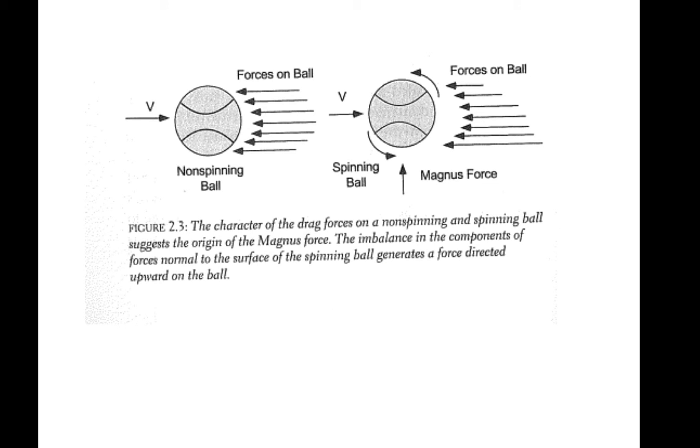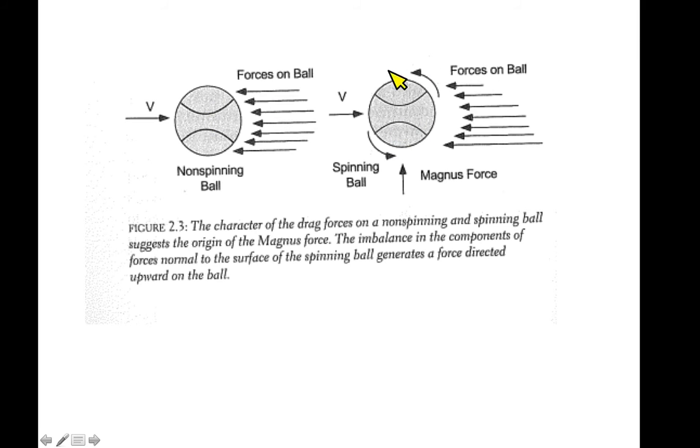Here's an example of the Magnus force on a spinning baseball versus a non-spinning baseball. So here the baseball is being thrown in this direction, leftward. It's being opposed by air that it has to move through in the opposite direction. And because the baseball is not spinning, we don't generate a Magnus force.